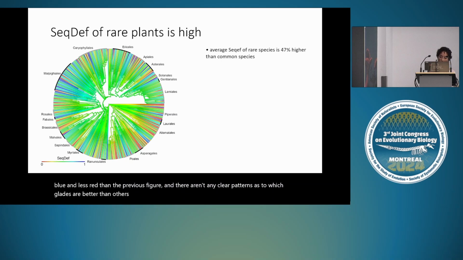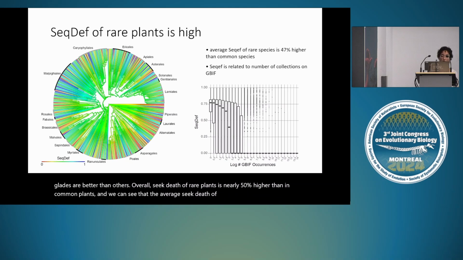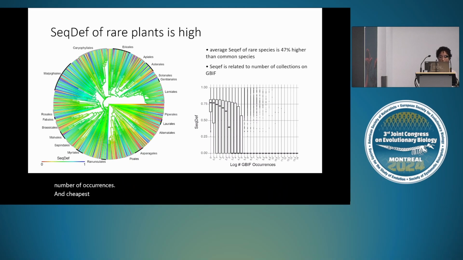Overall, seqdef of rare plants is nearly 50% higher than in common plants, and we can see that the average seqdef of species decreases with the number of occurrences on GBIF. So our most vulnerable species are, according to this metric, potentially much more information rich than our unsequenced common species.